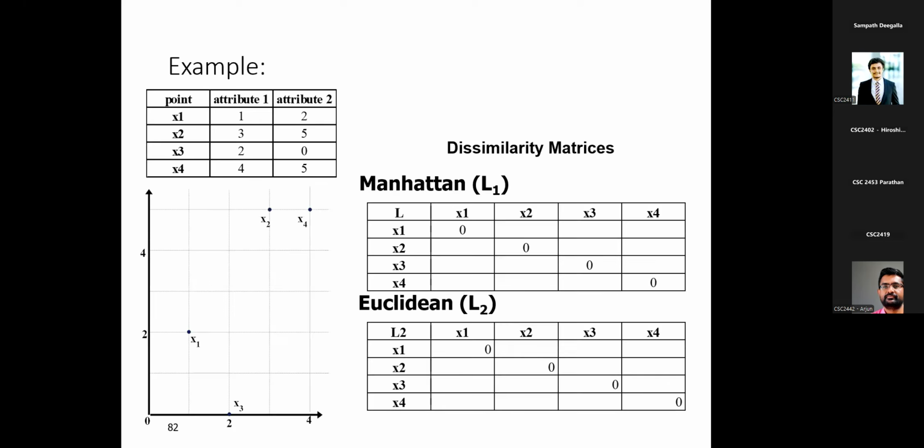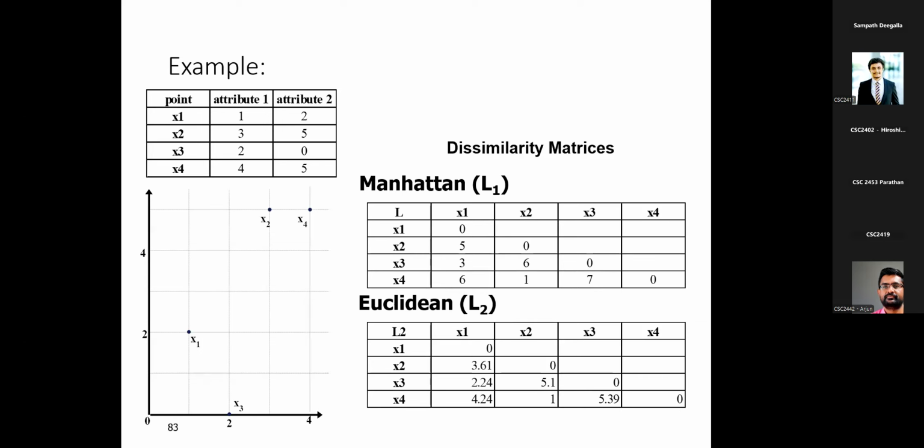Okay, let's try to understand the two distance functions. Let's say I have 4 attributes, and these are the attribute values. Can you calculate the distances? This is known as dissimilarity matrices. Basically, you will see the calculation of distance from one point to all the other points.